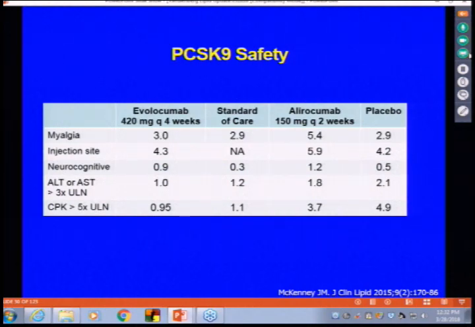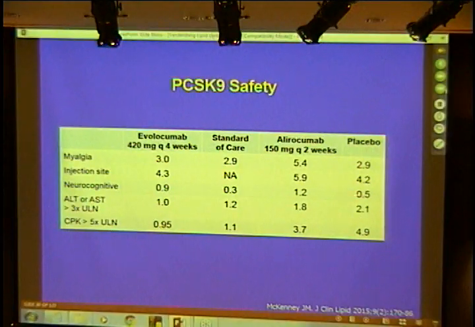Safety was noted in the phase 3 trials. The only little red flag was this neurocognitive issue. You can see it was higher. It was rare, but it was more common than placebo. In other studies, it depends how you measure it, and they've studied it and really shown that it's not an issue.